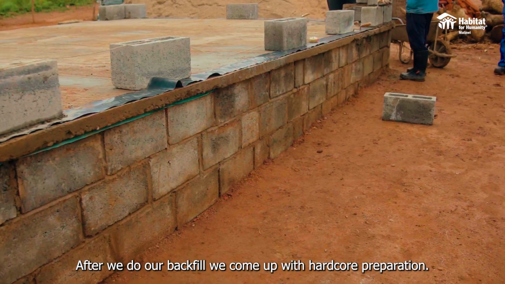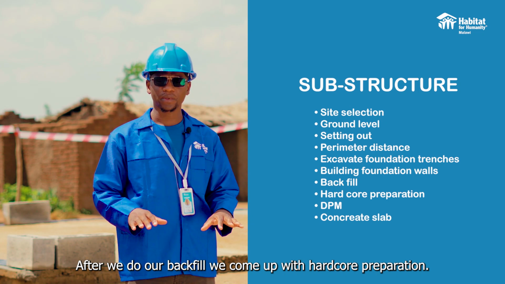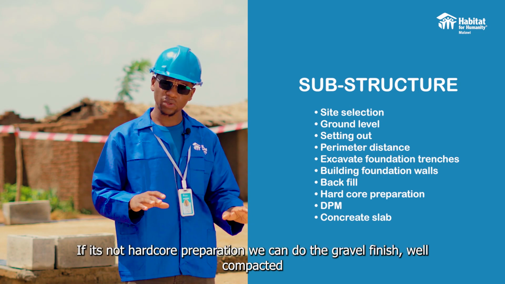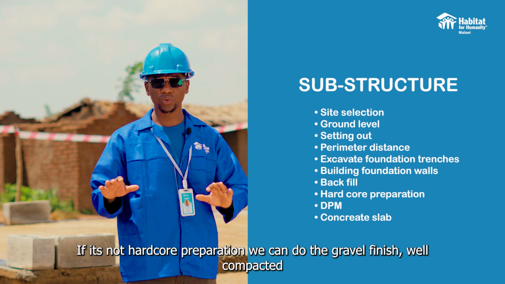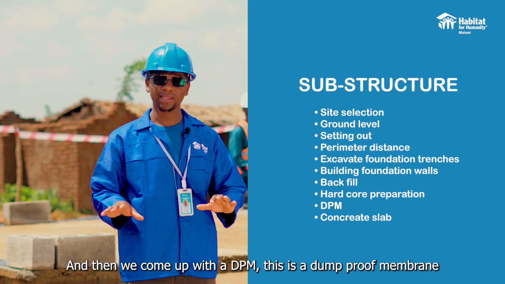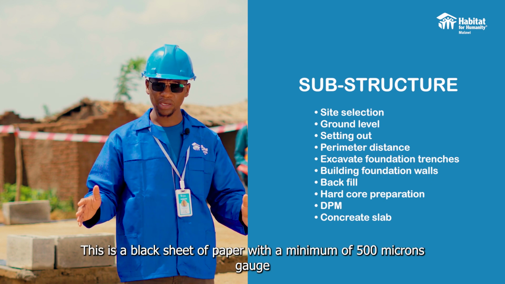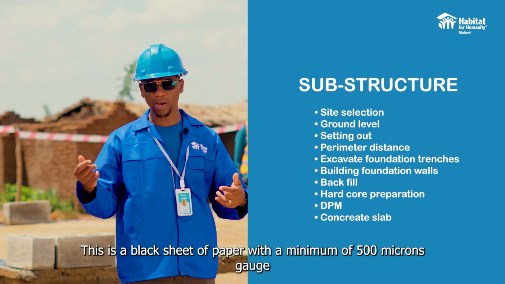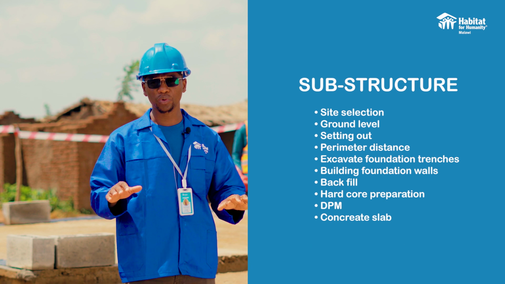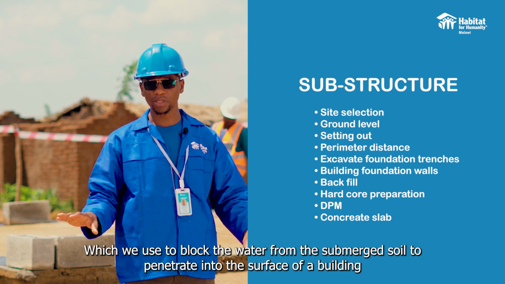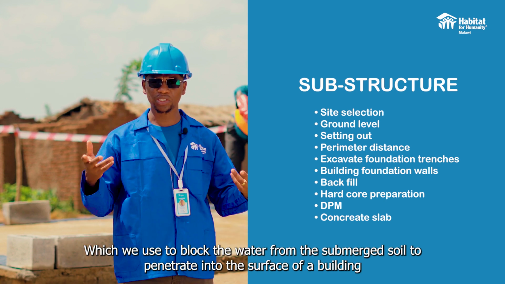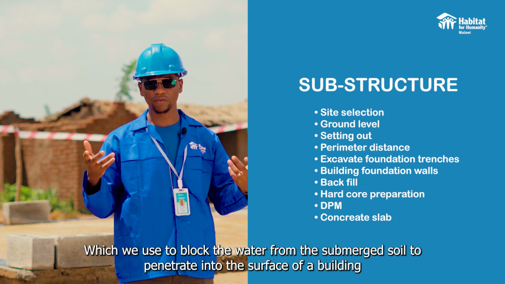So after we do our backfill, we come up with hardcore preparation. If it's not hardcore preparation, then we can do the gravel finish, compact it well, and then we come up with a DPM. This is a damp-proof membrane. It's a black sheet with a minimum of 500 microns gauge, which we use to block water from the submerged soil from penetrating into the surface of a building.